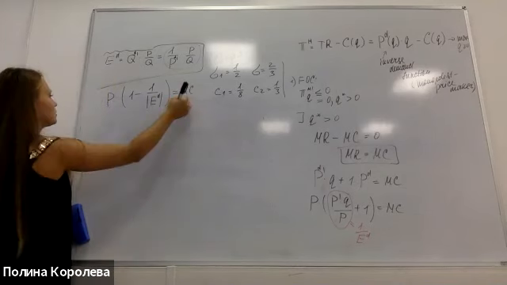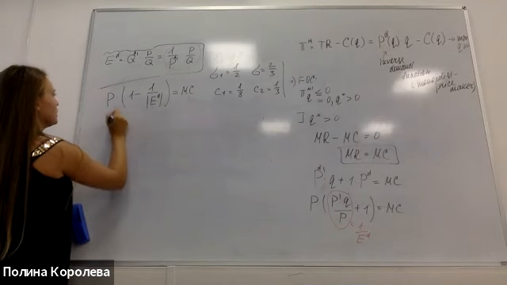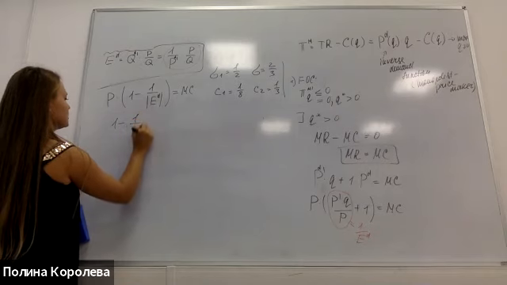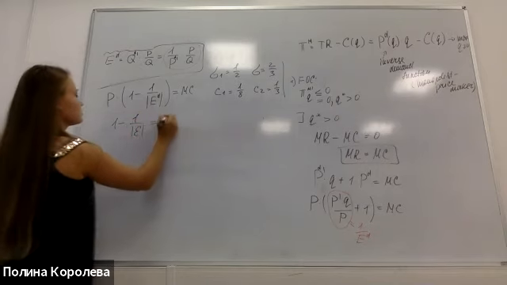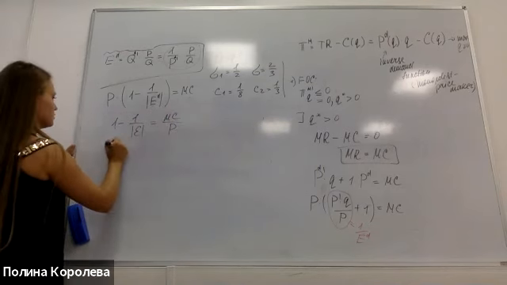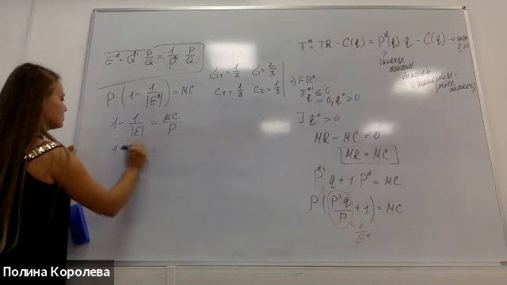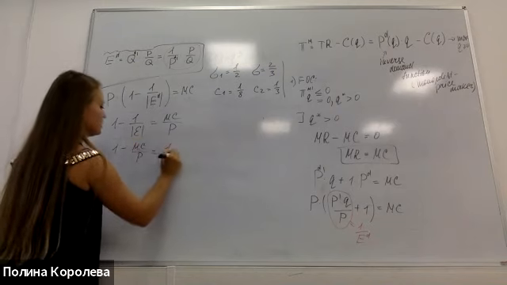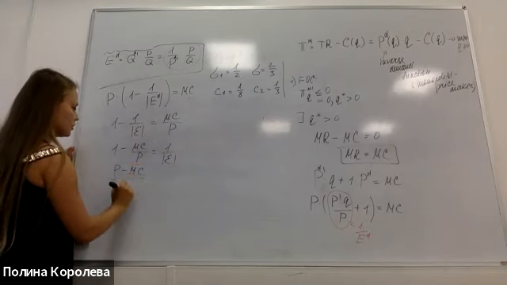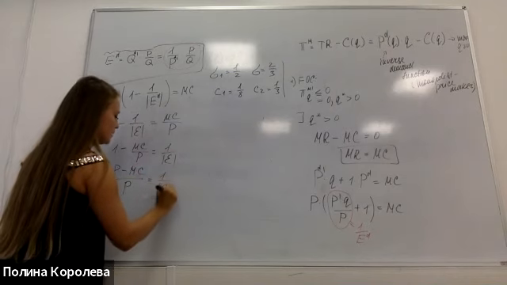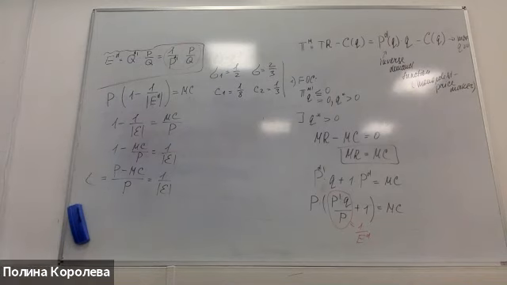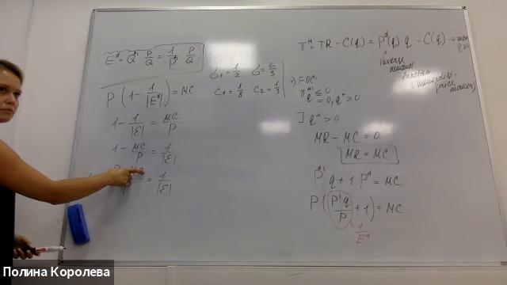And let's see what else. 1 minus 1 divided by the modulus of elasticity is equal to marginal cost divided by price. Shifting, 1 minus marginal cost divided by price is equal to 1 divided by elasticity. Price minus marginal cost divided by price is equal to 1 divided by elasticity. This is the Lerner index. This is our profit margin.